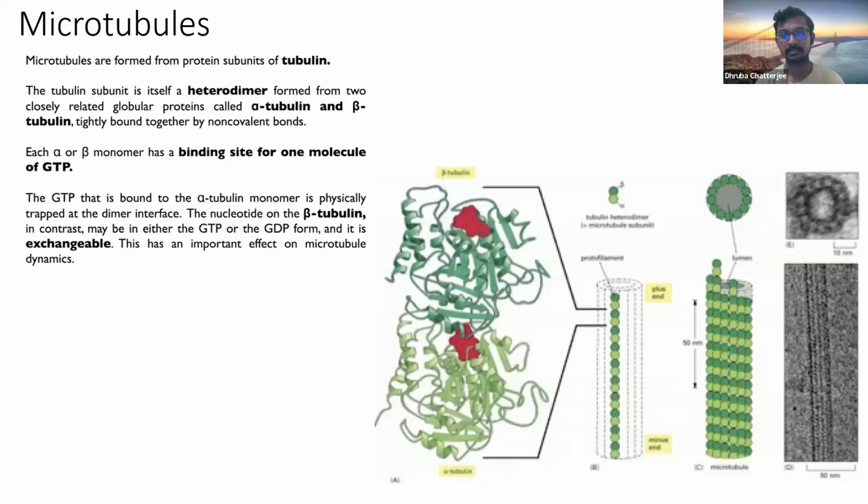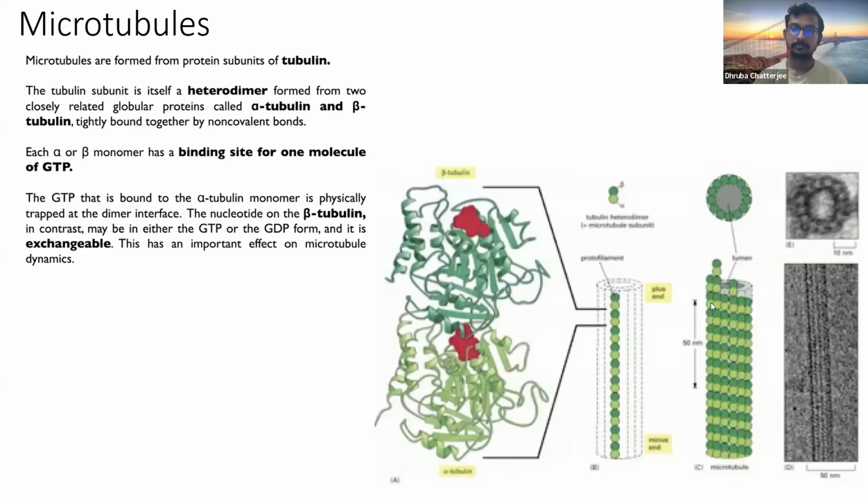Now, alpha tubulin binds one GTP molecule present at the interface between alpha tubulin and beta tubulin. Beta tubulin, on the other hand, can be bound to either GTP or GDP, so that is interchangeable. GTP-bound beta tubulin makes this heterodimer much more stable and facilitates polymerization and extension of the microtubule, whereas hydrolysis of the GTP of beta tubulin to GDP, that is diphosphate, makes this heterodimer less stable and promotes disassembly of the microtubule.